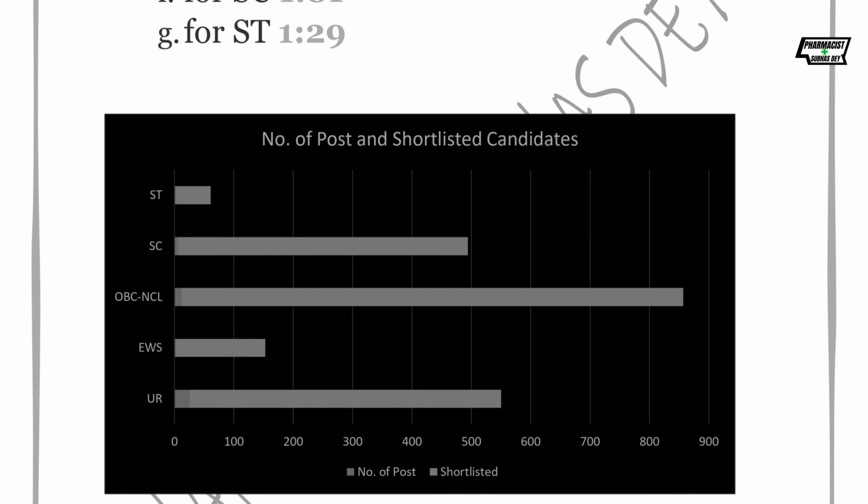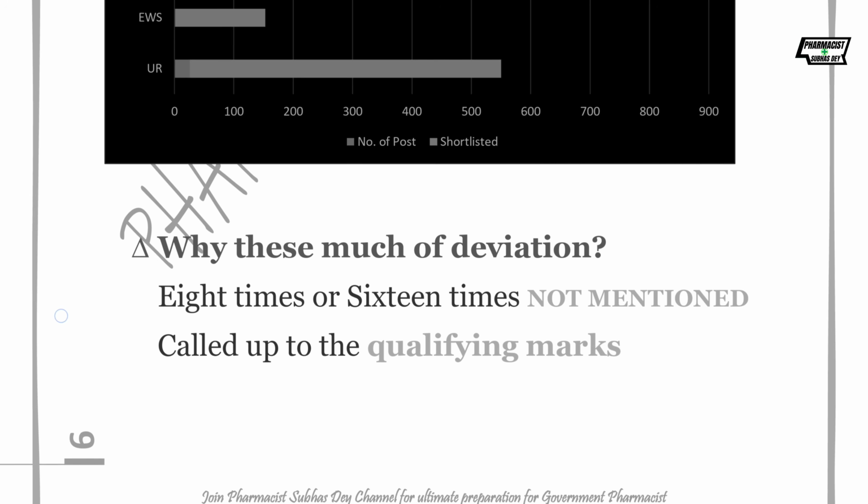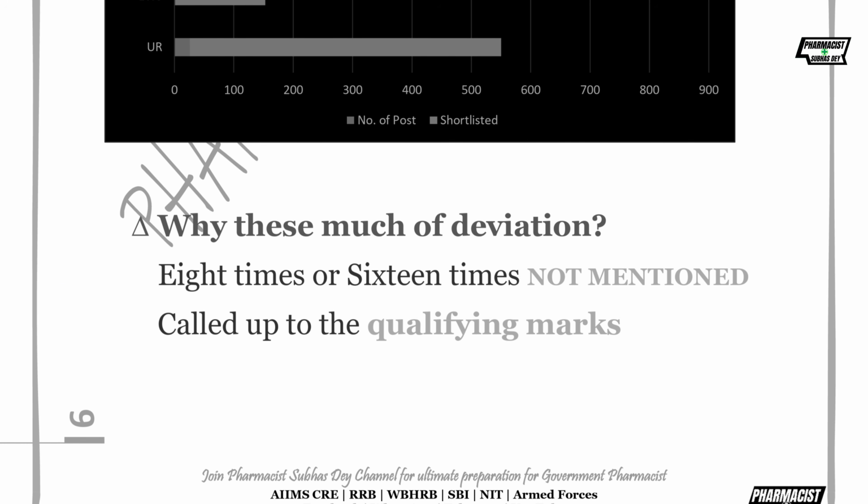See, I have thoroughly gone through the result PDF, and one thing I have seen is that this year this CRE, they haven't mentioned whether they are going to follow 8 times or 16 times, whichever option. They haven't mentioned it at all, not in the notification, not in any addendums, and not in the result also. You can check.